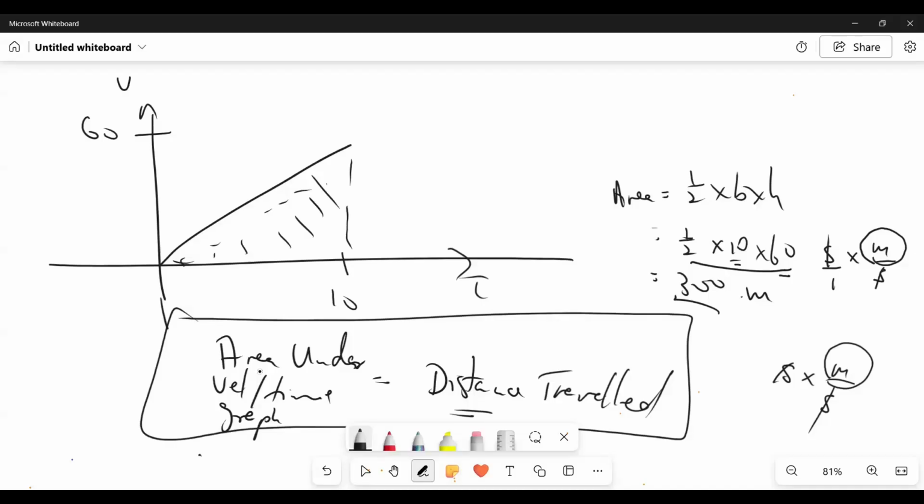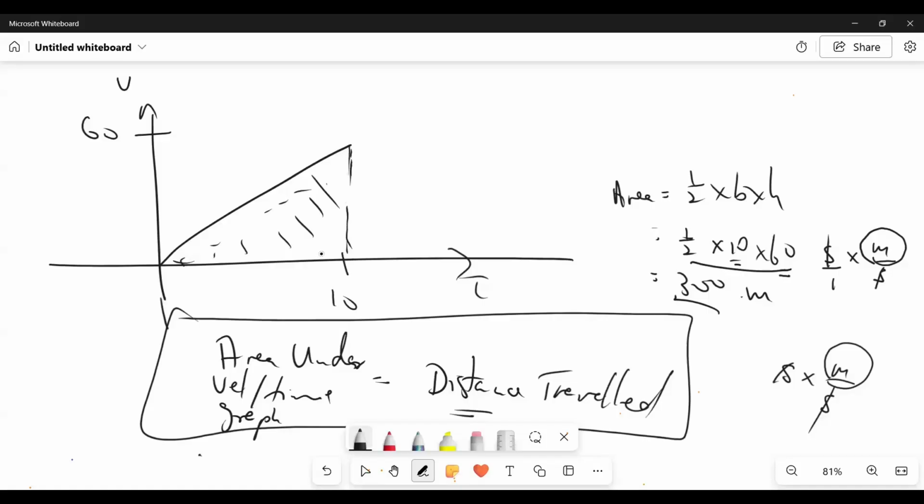Right, sir. Area under a velocity-time graph equals distance traveled. Yes, sir. Just one quick question. It says area equals a half times the breadth and the height. Half of what? Oh, the time. You see the maths beating all of them.